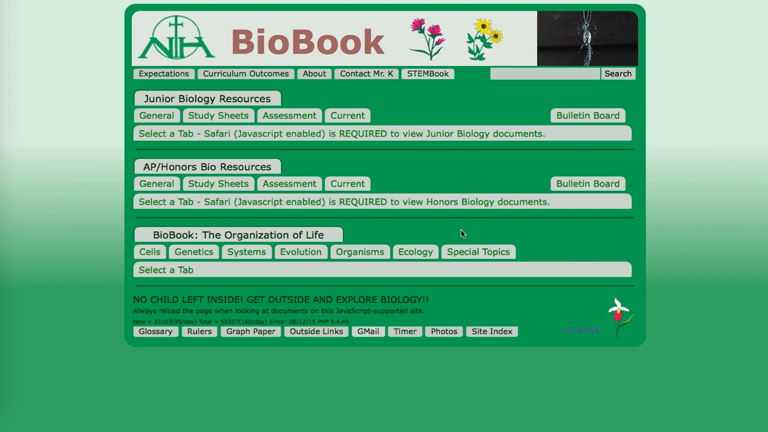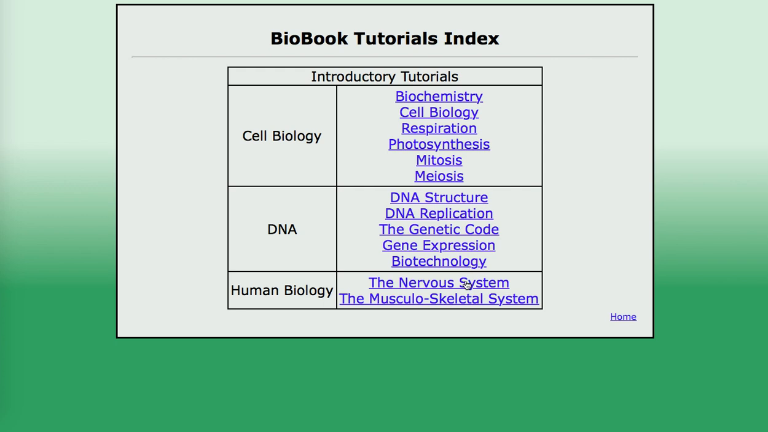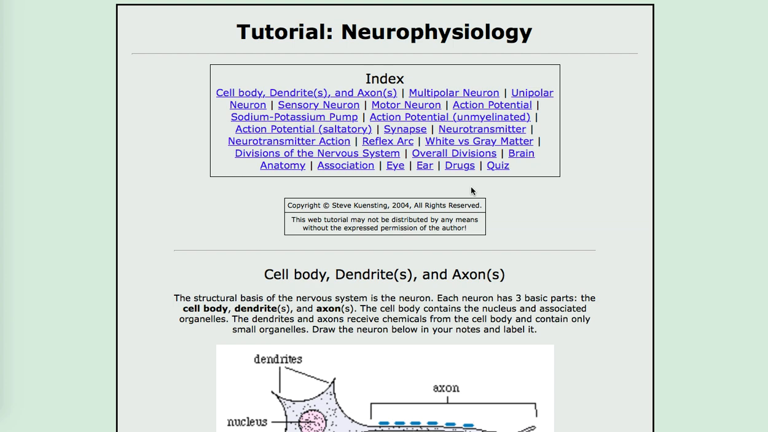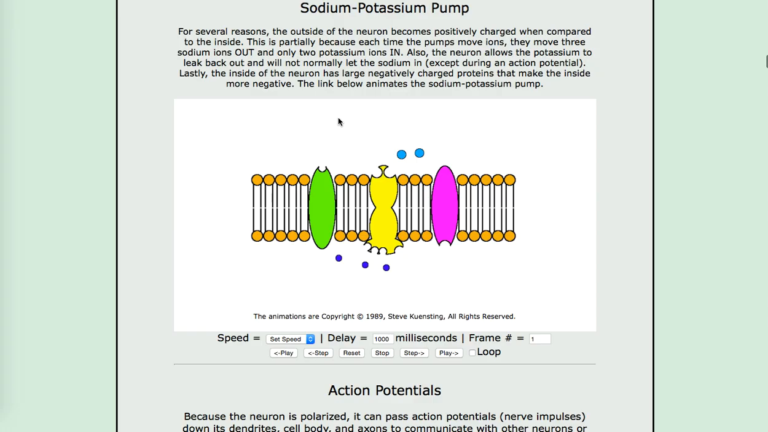So I'm going to BioBook, I'm going to Special Topics, and let's go to Tutorials. And then let's go to the nervous system, and then let's look at the sodium-potassium pump here. So here it is. I'm going to step through it for you. Right now the pump is primed.